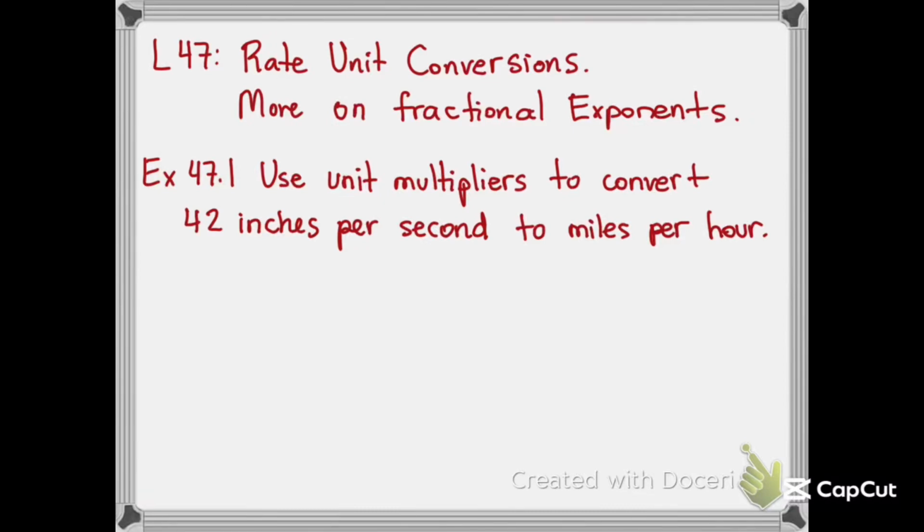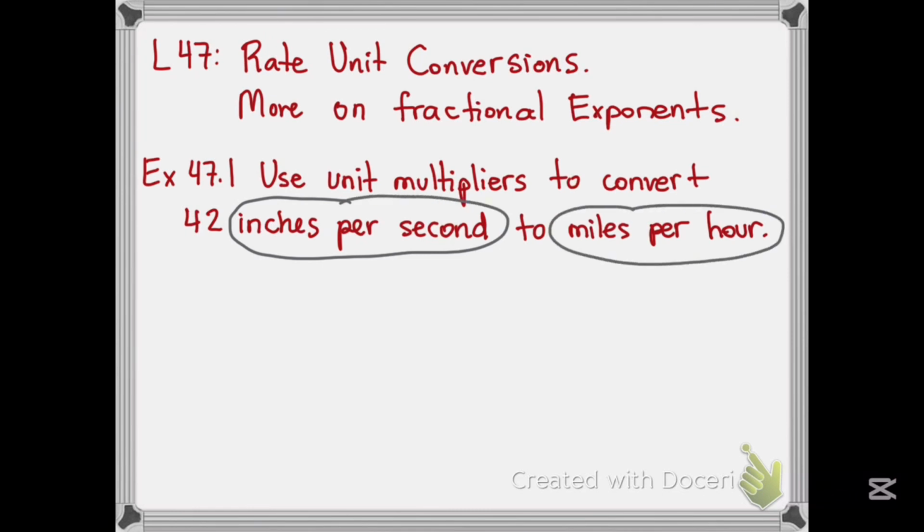Lesson 47 is on rate unit conversions, and also we're going to do more on fractional exponents. So let's look at the first example. It says use unit multipliers to convert 42 inches per second to miles per hour. So the new thing here is that we have a rate, inches per second, that we want to pass to miles per hour. Before, we've only done distance or weight.